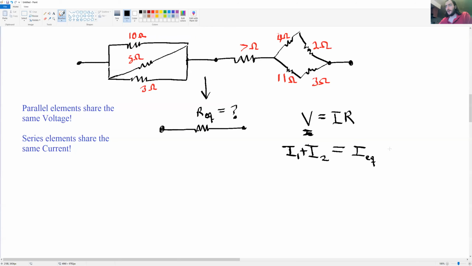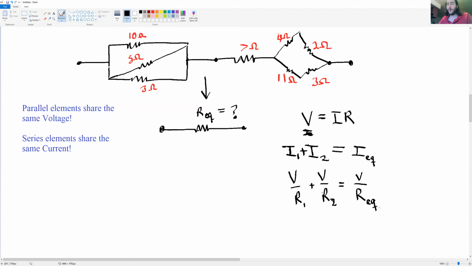Okay. So since they share the same voltage, it's the sum of the currents. So if I were to sum these two currents here, then I'd have to write the current as V over R1, and I'd have to write a V over R2. And then for IEQ, it would be the same voltage again, because we're working with stuff in parallel here, so all the voltages are the same, and then V over REQ for IEQ there.